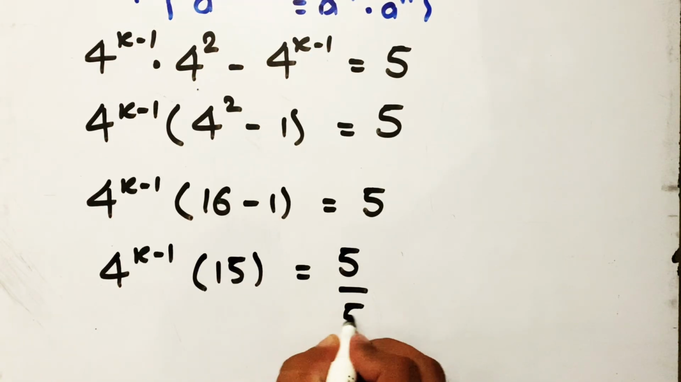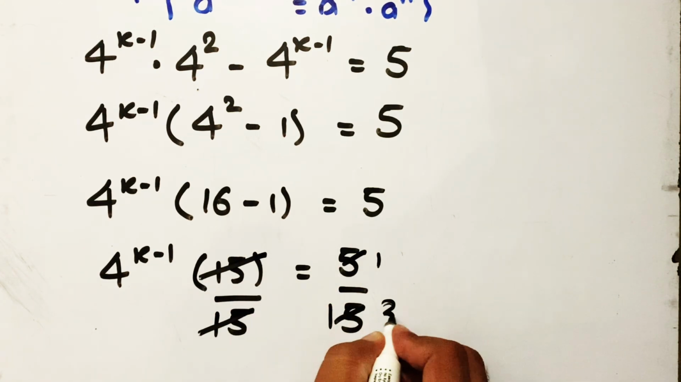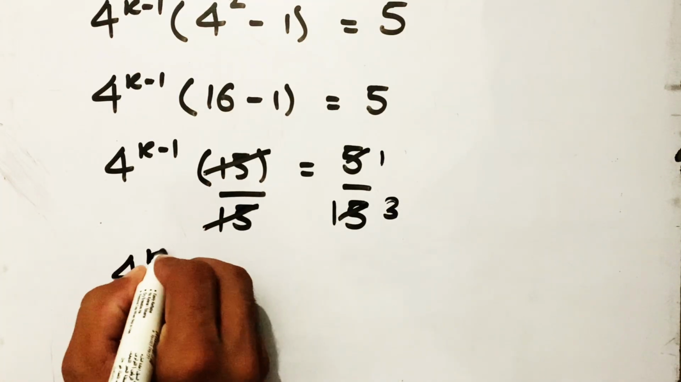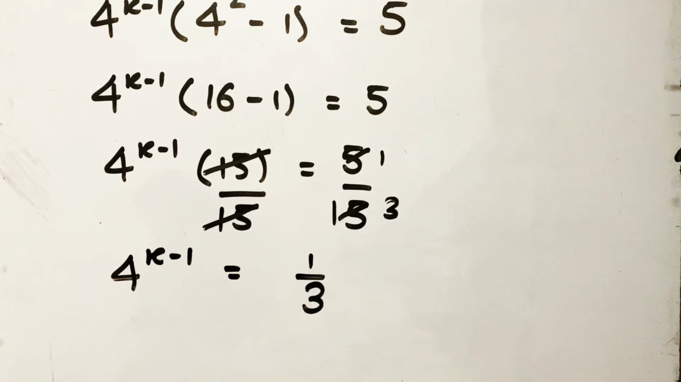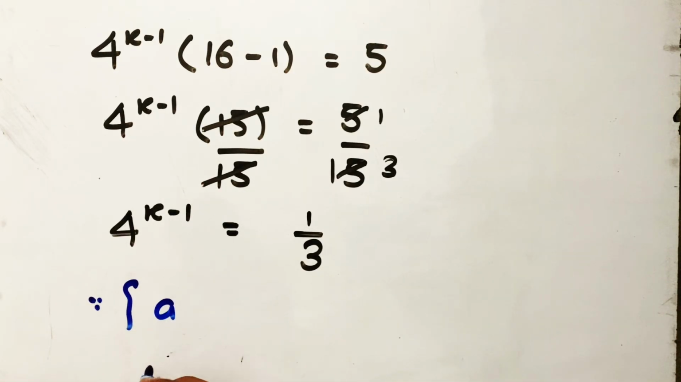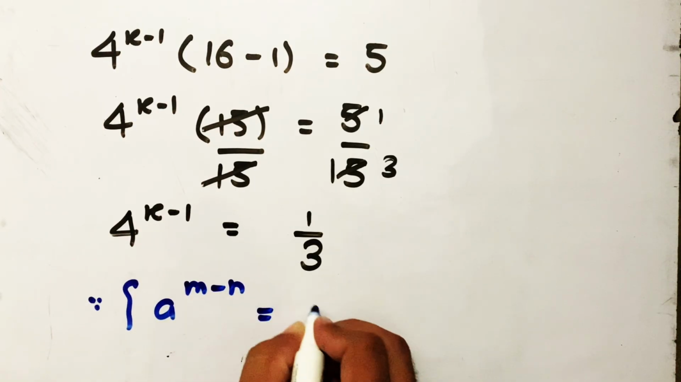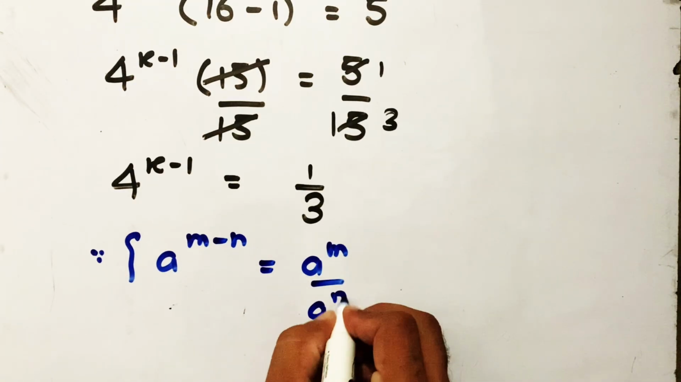Now dividing both sides by 15, this term and this term cancel, so 5 ones are 5 and 5 threes are 15. So our equation is 4 to the power of x minus 1 equals 1 by 3. Now I am using the quotient of power rule. The quotient of power rule is defined as: if we have a base a with power m minus n, we separate it out, and the negative term goes in the denominator.